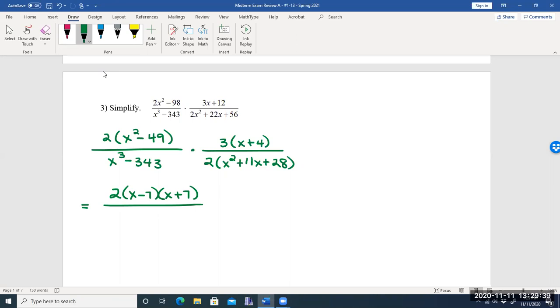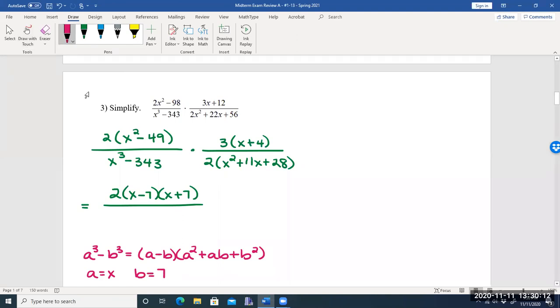The first denominator is a difference of cubes. So let me write that formula down for you. a to the third minus b to the third can be factored as a minus b times the quantity a squared plus ab plus b squared. For this problem, our a is just an x, and our b is 7. That one, your calculator would be helpful.